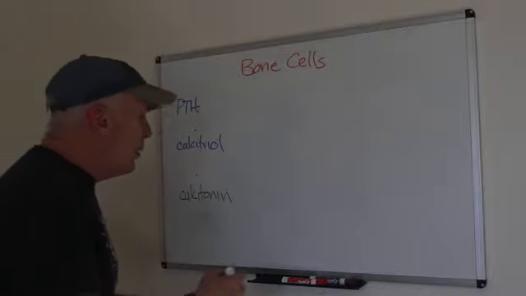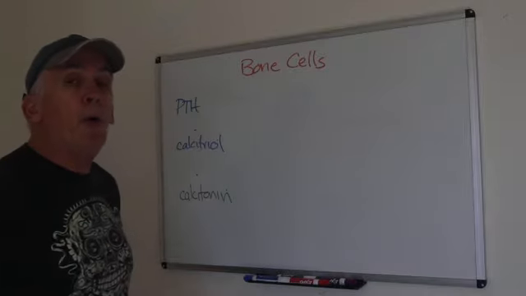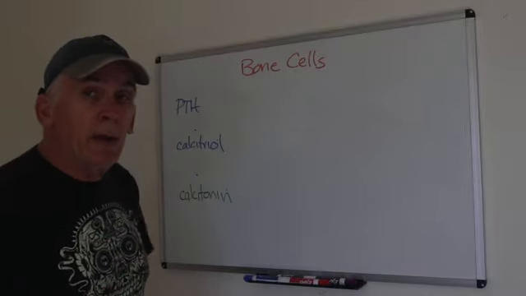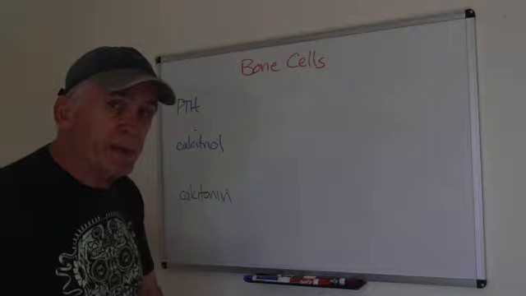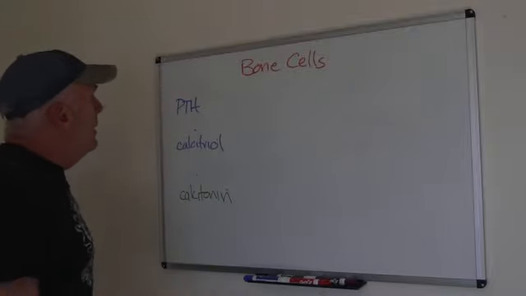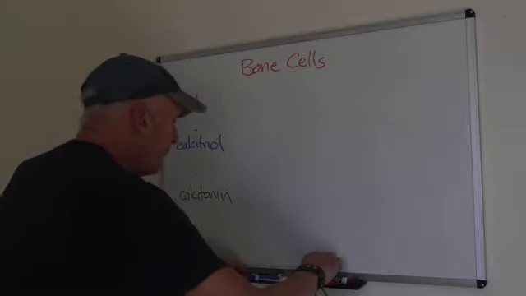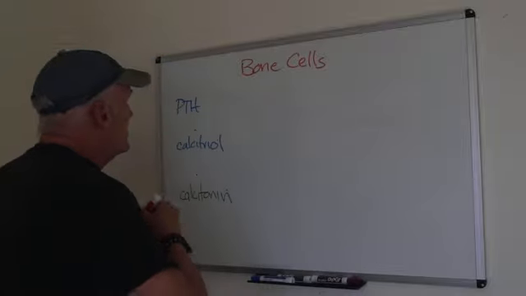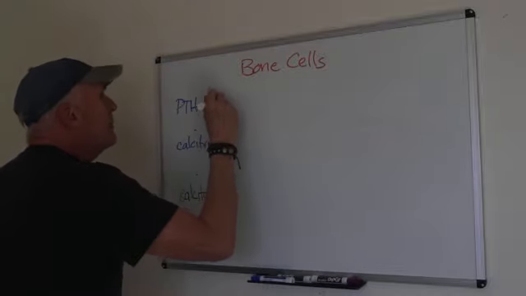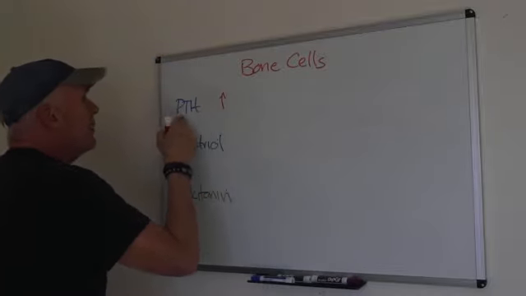These are the 3 hormones that control calcium homeostasis. They control calcium levels in the blood. What does PTH do? PTH raises blood calcium. PTH again stands for parathyroid hormone.